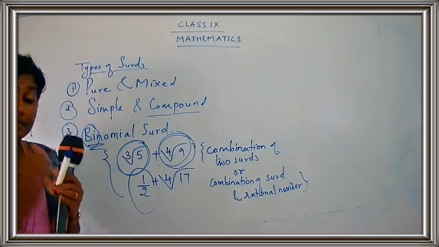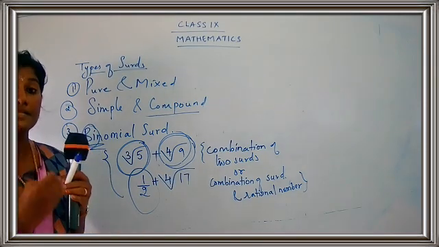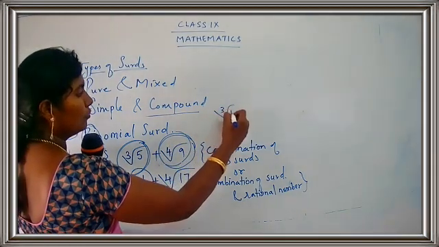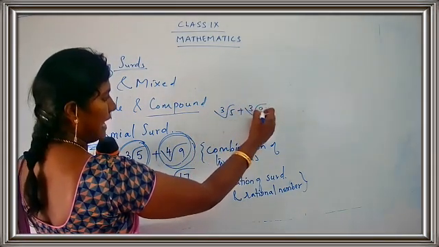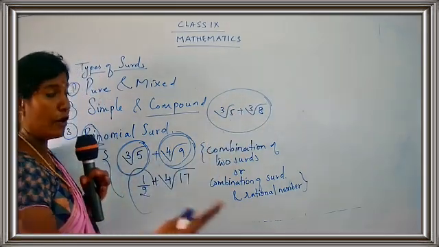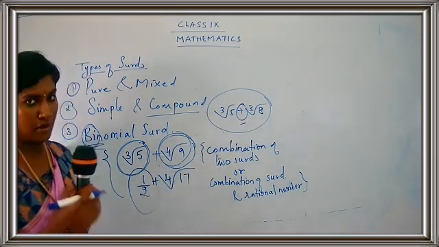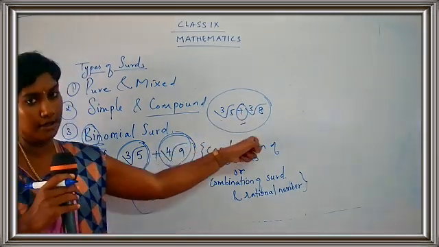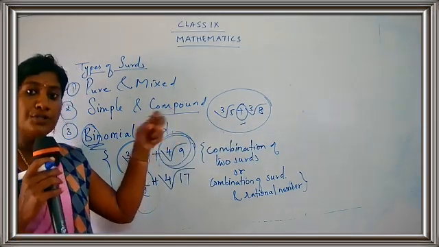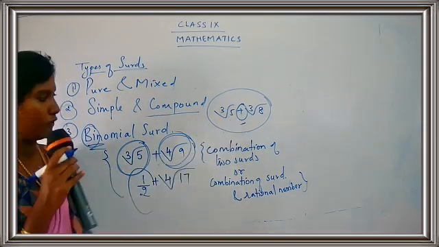What is the meaning of compound? If the surd has more than one term along with the algebraic operation. It should have more than one term. I'll just give an example: cube root of 5 plus cube root of 8. Along with the surd, it should have some algebraic operation. So what is the operation used here? Plus, or it may be minus also. Such types of surds are called compound surds. In compound surds, you have more than one surd along with the algebraic operation.